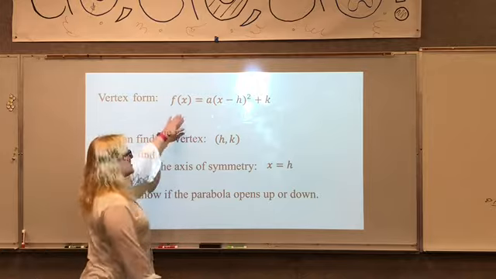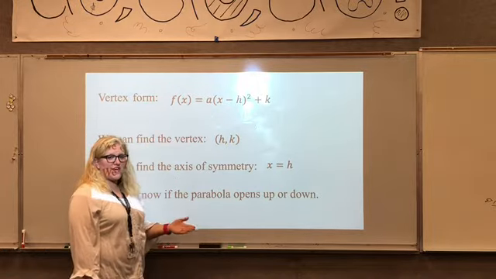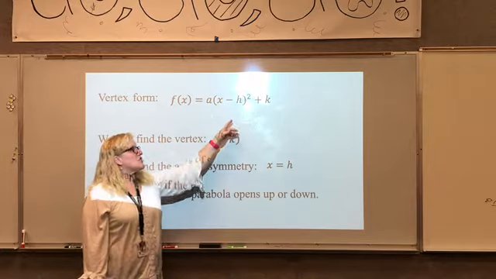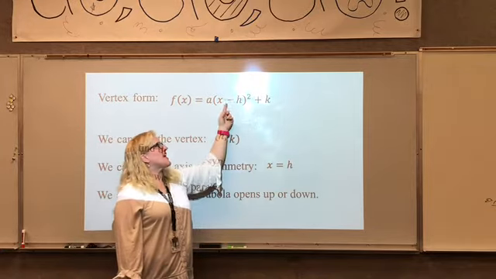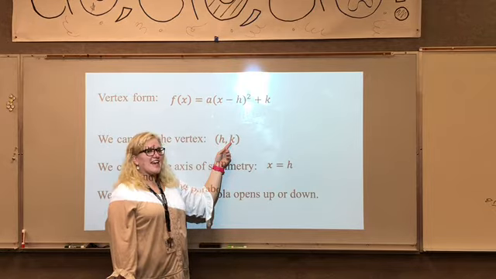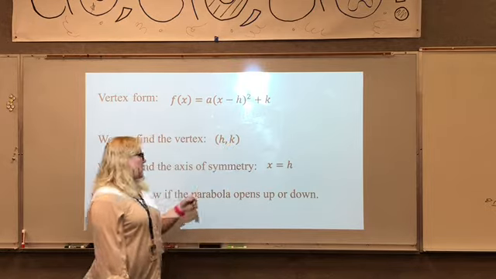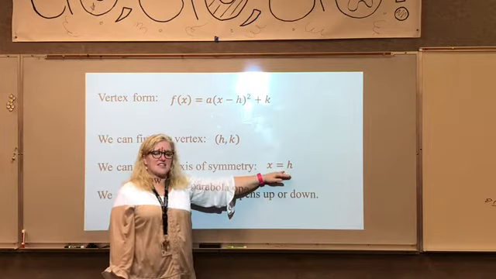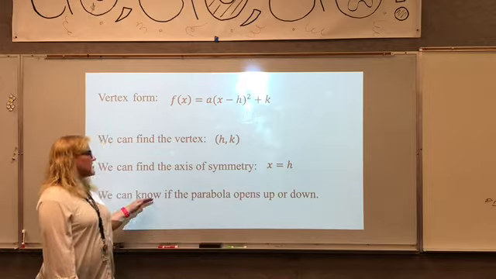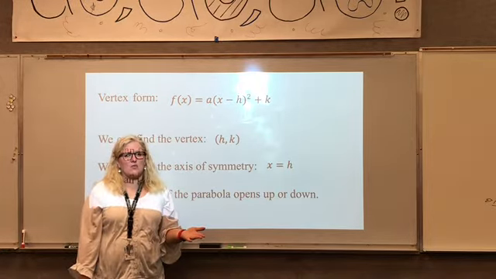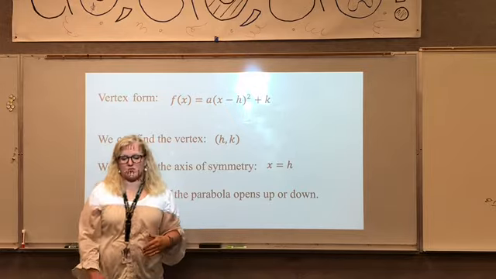You're going to want to write that down. Some of the things that we can find from the vertex form is, first of all, the vertex, which is (h, k). And remember, it's x minus h, and the vertex is (h, k), not negative h, k. All right? And then we can find the axis of symmetry. That's x equals h. And then we can tell if a parabola opens up or down. And actually, we can tell if a parabola opens up or down with any of the forms.